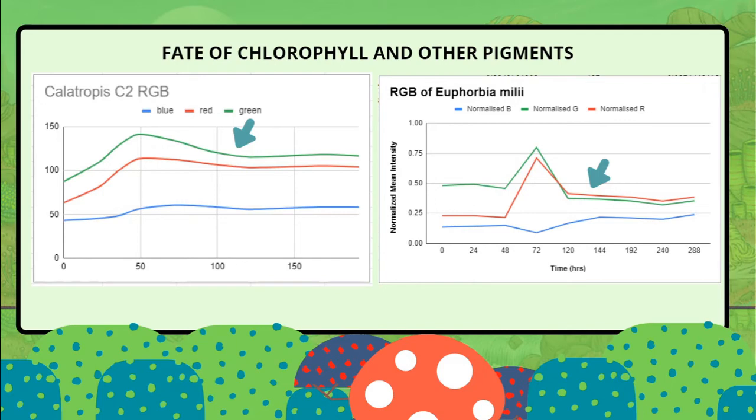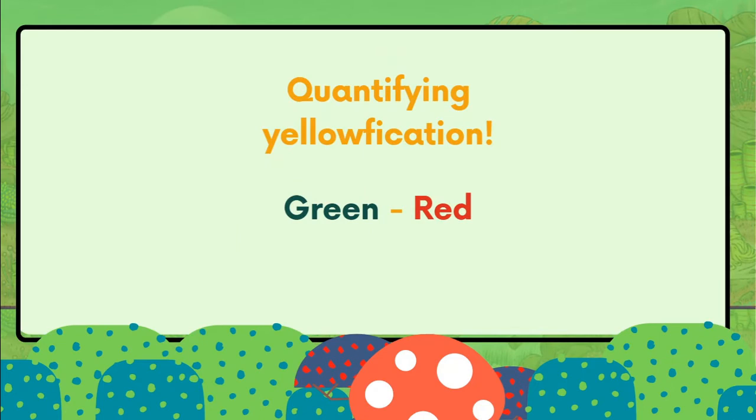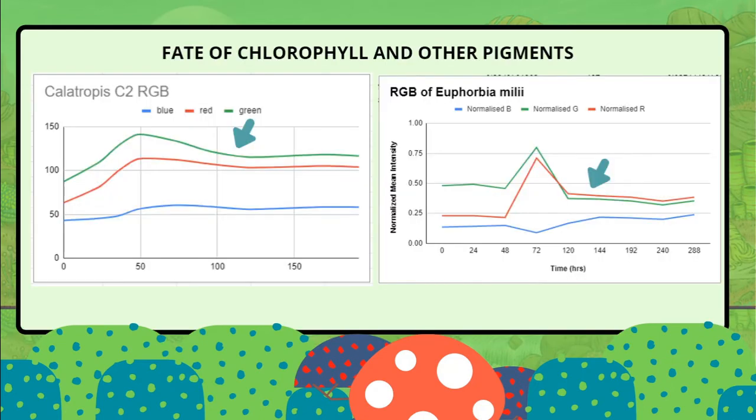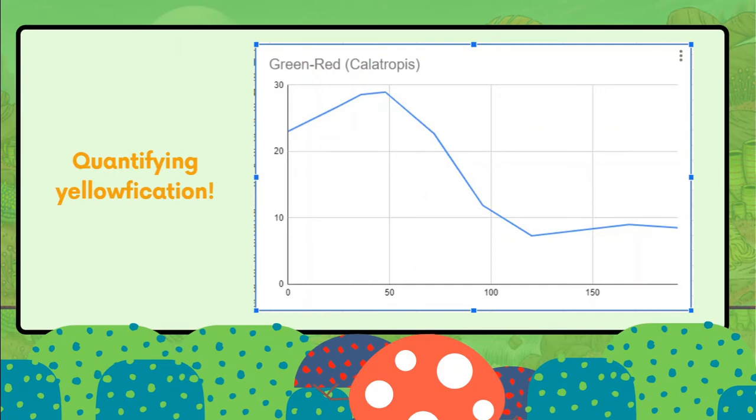Now, as the chlorophyll degrades and the red pigment starts overpowering, yellowification of leaves happens. This is the point where the green and red line converge. In some cases, as we can see, they do not intersect, which signifies that there has been no yellowification yet. The graph shown next plots the green minus red values of a leaf over time, which is a parameter of how yellowification happens as a leaf dries. After comparing the intensity versus time graphs of all the leaves, we can see that there is almost a similar fate of all the three pigments in different species over time.